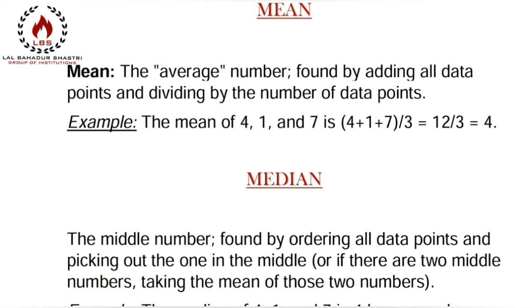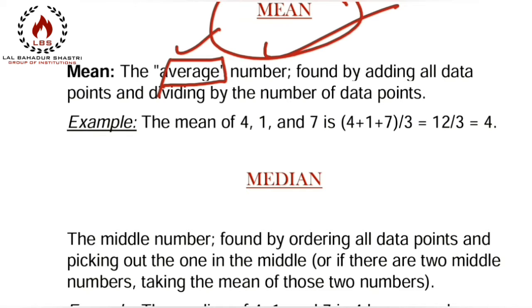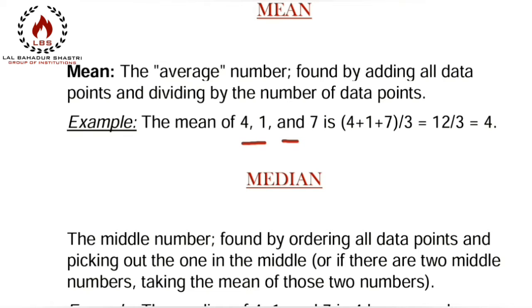So if we go by example, if we have 4, 1 and 7. To find mean, we have to add these numbers, that is 4 plus 1 plus 7, and divide by the number of values. How many observations do we have? 1, 2 and 3. So 4 plus 1 plus 7 divided by 3. We get 12 divided by 3 and the answer is 4. So finding mean is easy. The calculation we use in mean is a little bit complicated.